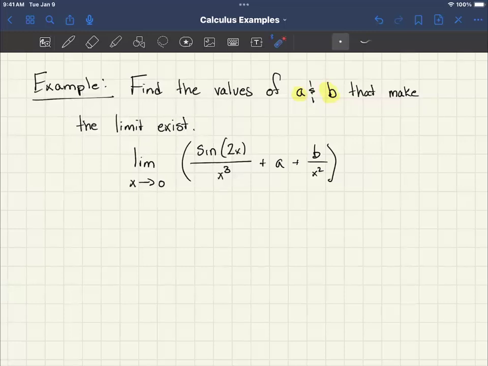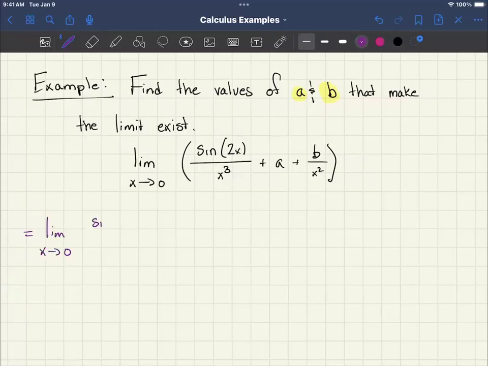So we want this limit to exist. Notice if we plug in 0 as we normally would to start off with, we have a lot of issues popping up. One thing that we're going to do before we even go any further is turn this whole mess into one single fraction. So let's start off by doing that. We'll take our limit as x goes to 0.